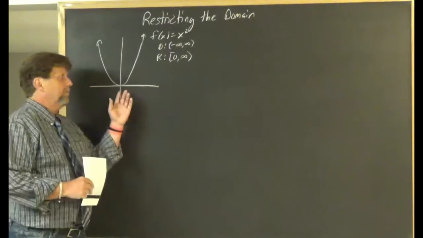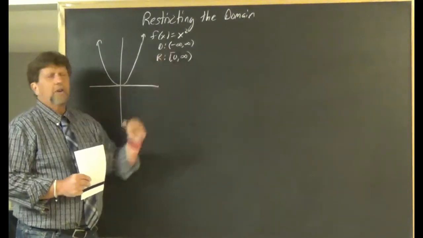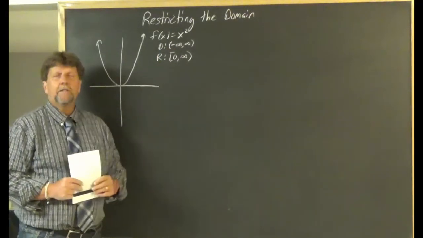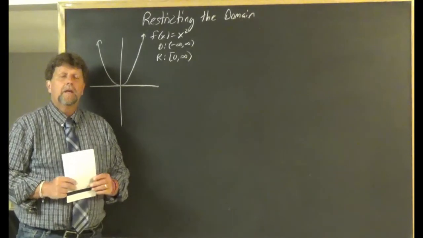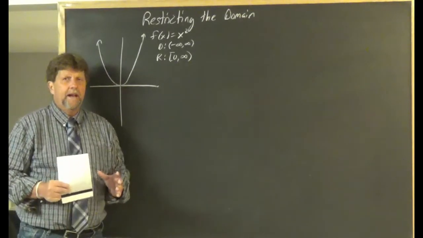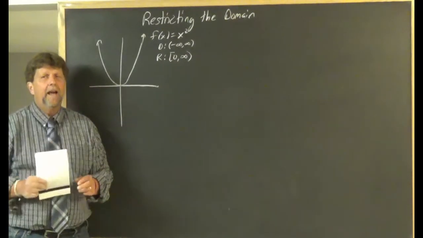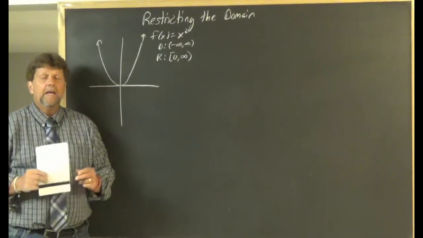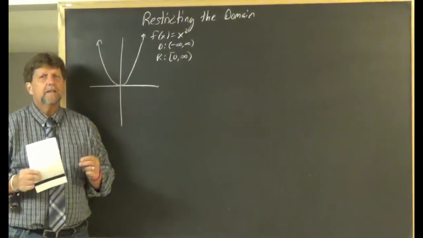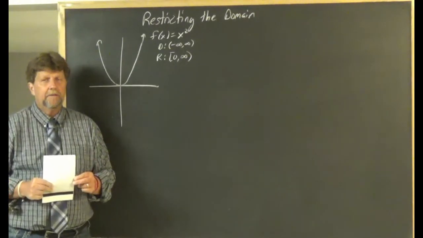x squared. This is the graph. That's the domain of x squared. That's the range. As it is right now, f of x equals x squared does not have an inverse function. It does not pass the horizontal line test.